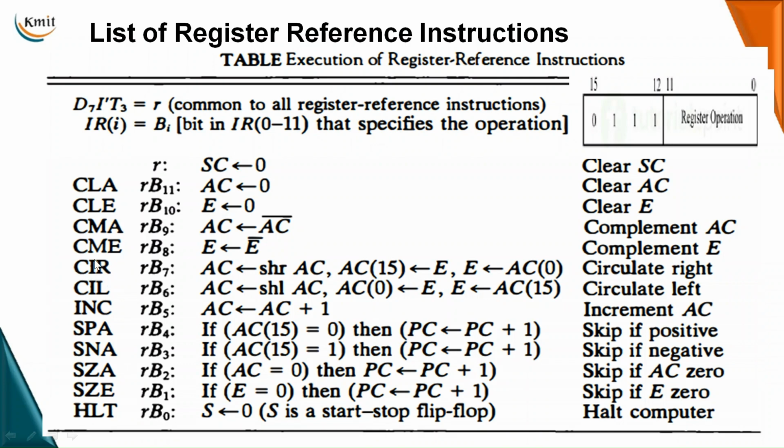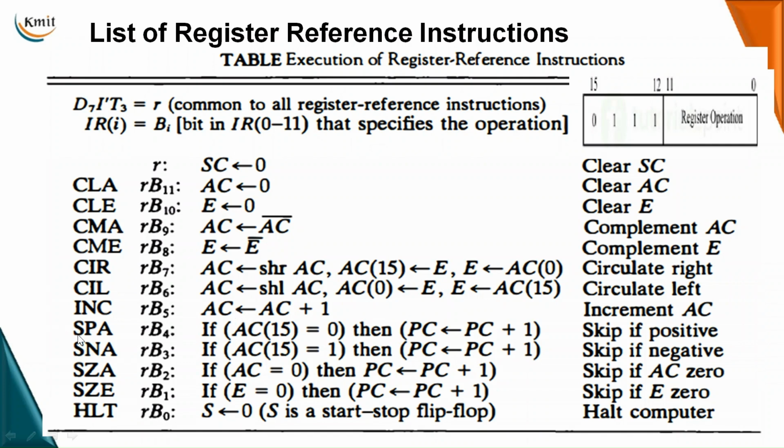You will know in detail about this when we see the shift operations. So the 15th bit will be stored into the E flip-flop and whatever the contents of AC(0) are transferred to E. Next, circular left shift, CIL. It is represented by rB6 and performs a circular left shift operation on the contents of the accumulator. Next is increment, INC. Increment is used to increment the contents of the accumulator by 1, and the result is stored back into the accumulator.